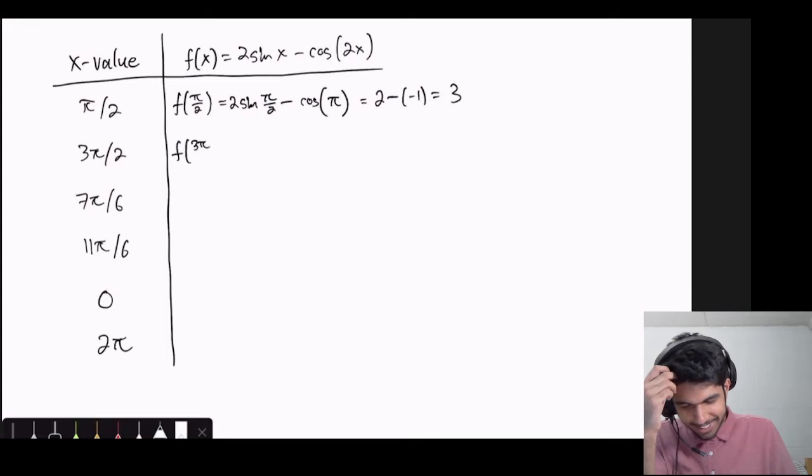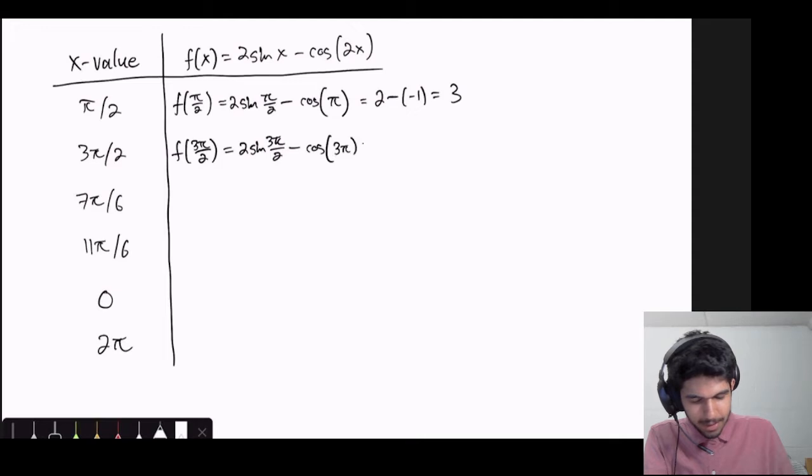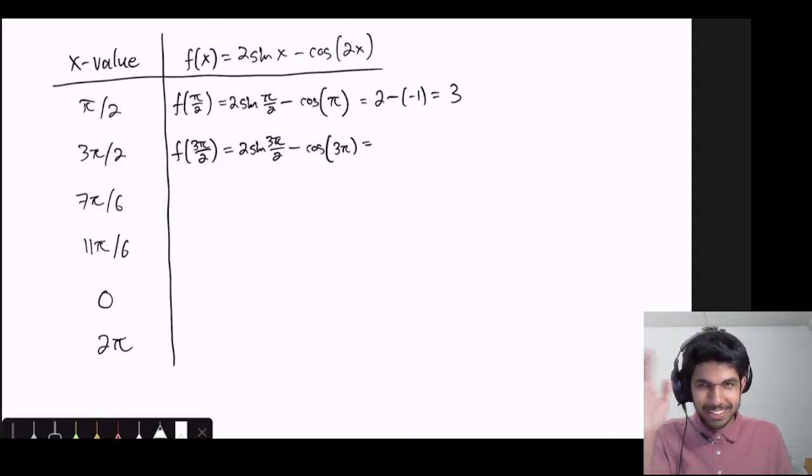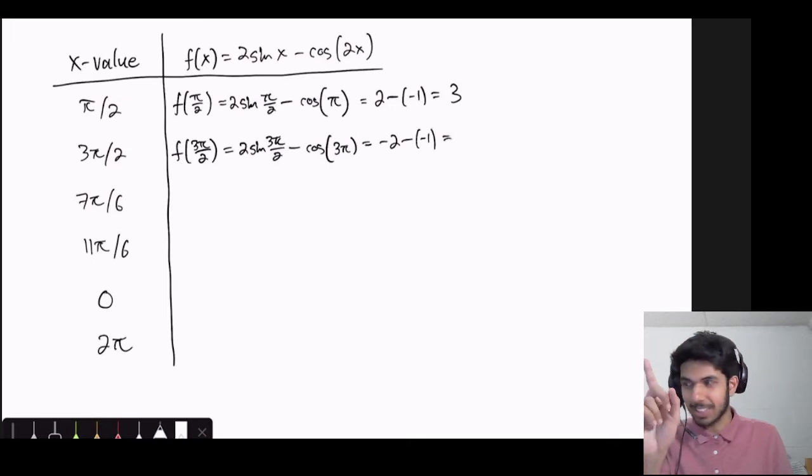Now we do 3 pi over 2. Hopefully I don't make any mistakes. 2 sine of 3 pi over 2 minus cosine of 3 pi over 2 times 2, so this is 3 pi. Sine of 3 pi over 2 is negative 1, so 2 times negative 1 is negative 2, minus cosine of 3 pi, which is equal to cosine of pi, which is negative 1. So I believe this is equal to negative 1.